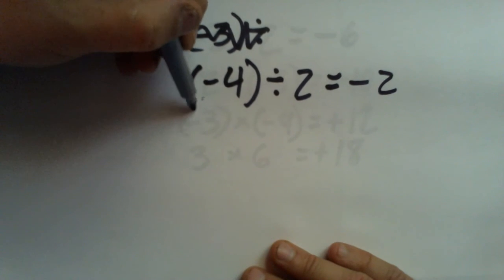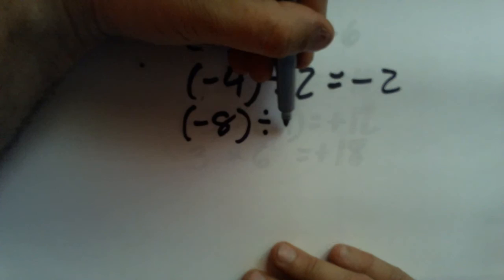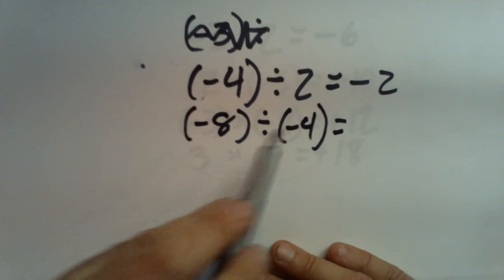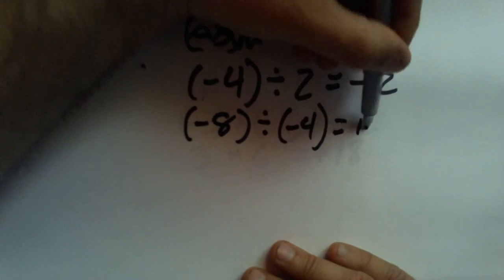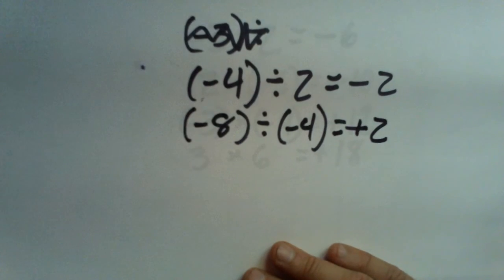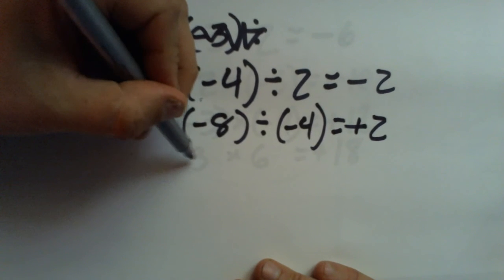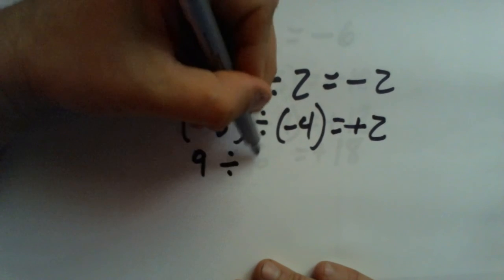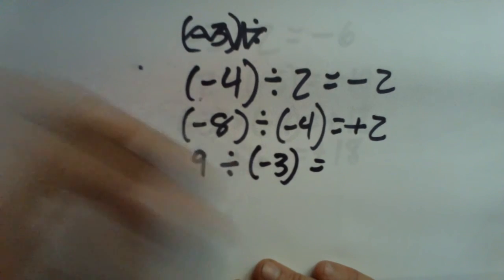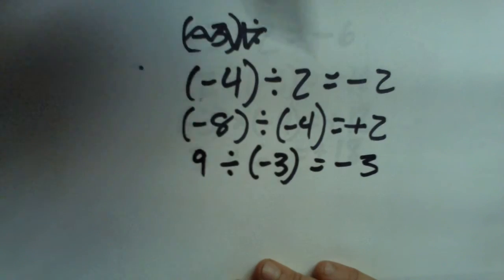So let's try negative 8 divided by negative 4. Well, I have a negative and I have a negative. The signs are the same, so I know my answer will be positive. 8 divided by 4, that's 2. So let's try 9 divided by negative 3. Well, signs are opposite, so opposite signs means it's a negative. 9 divided by 3, well, that's 3. So negative 3.